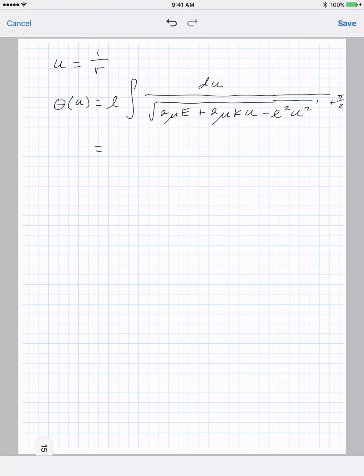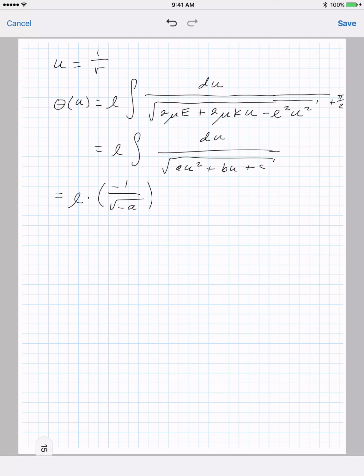Let's rewrite that. In fact, we can recognize that. Let me just draw it like this. We've got 1 over the square root of au squared plus bu plus c. That turns out to be something you can look up pretty easily in an integral table. So that's going to be L, and I'm going to plug some things in here with some minus signs. It's going to be minus 1 over the square root of minus a. A is going to turn out to be negative, so it's fine.